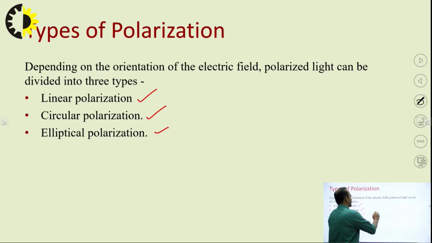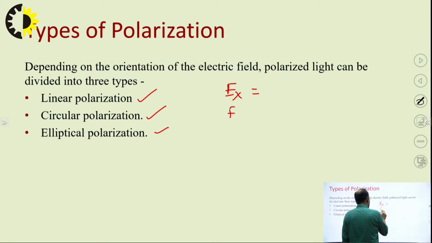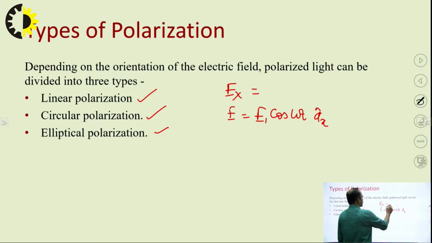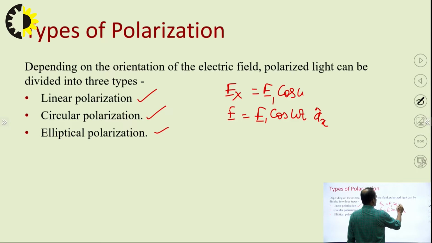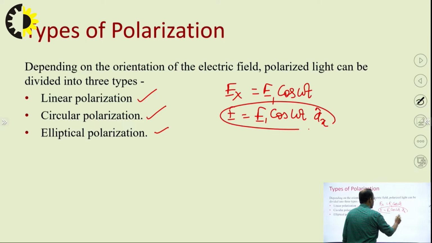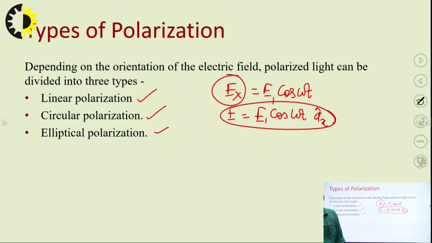As I have already told you, the electric field is propagating in the x direction. So I am considering the equation for the electric field: Ex is equal to E1 cos omega t. No need to write the Ax; this is self-explanatory, the wave is propagating in the x direction. I told you that the magnetic field is also propagating perpendicular to this electric field. So what will be the equation for this? I am writing this.